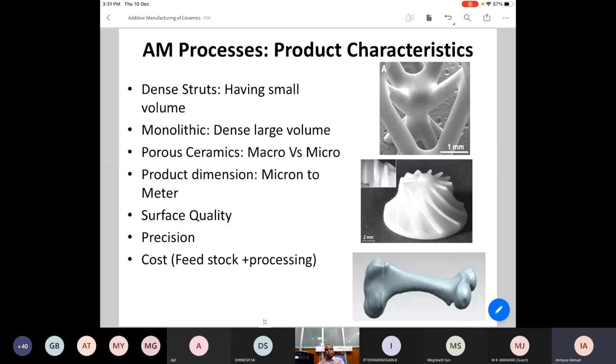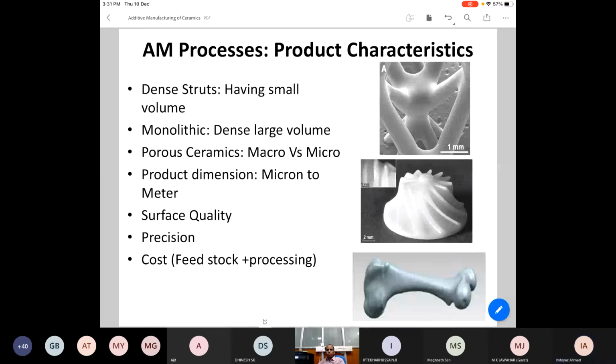So the cost can be divided into two. One, how much feed stock you need to prepare as far as ceramics, because ceramics require a lot of feed stock, and whatever you feed, you get the result. So feed stock has to be reasonable and also not so costly to prepare. And then after processing, what kind of post-processing you need to do, that also determines your cost, because I said you require sintering for the ceramics to become stronger, right? To make it denser, to fuse them together.